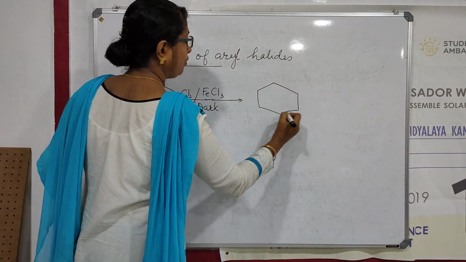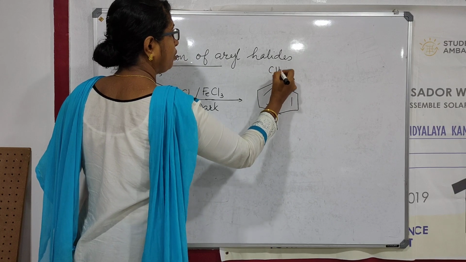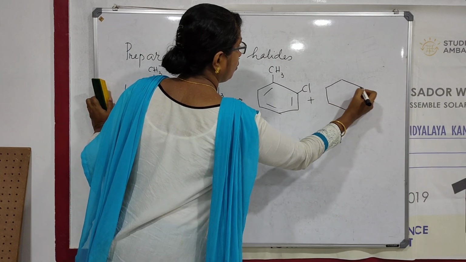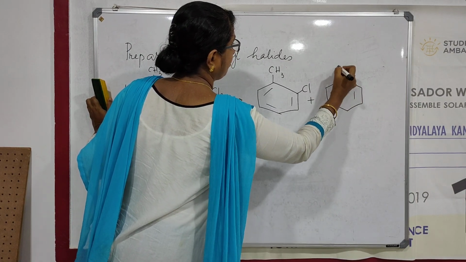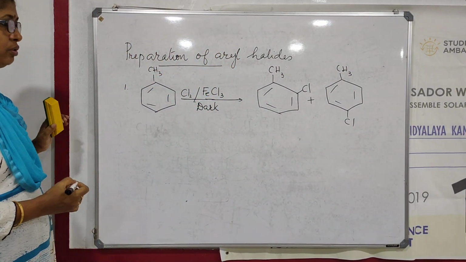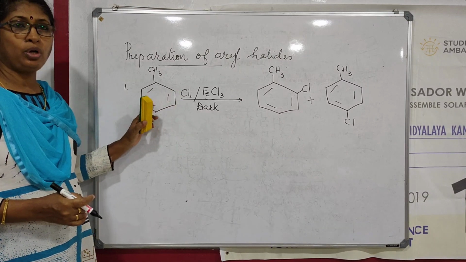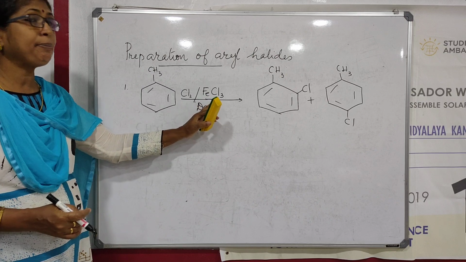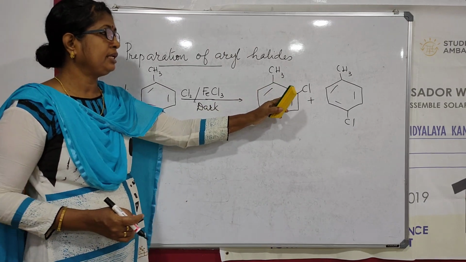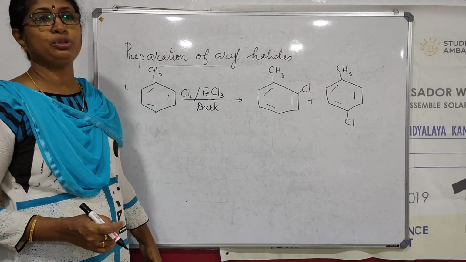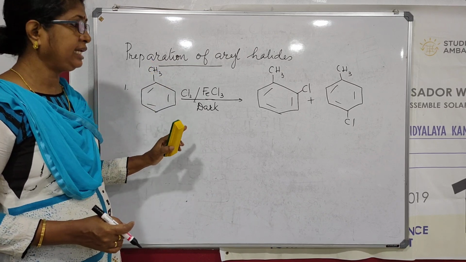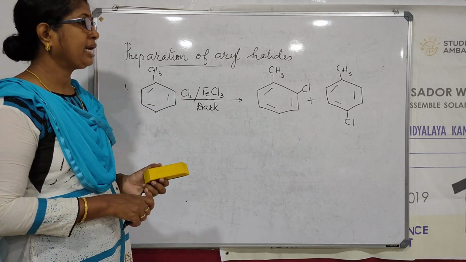You will get ortho-chlorotoluene and para-chlorotoluene, a mixture of ortho and para-chlorotoluene. So toluene is mixed with chlorine in the presence of a Lewis acid catalyst and in dark. Substitution takes place at the ortho and para positions because the methyl group, or any alkyl group, is an electron releasing group.